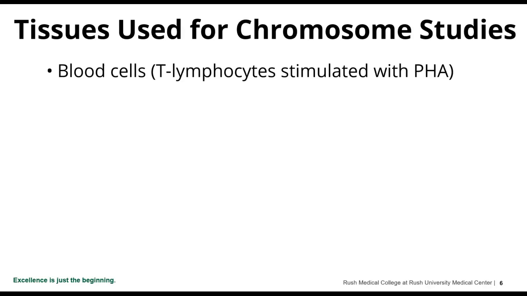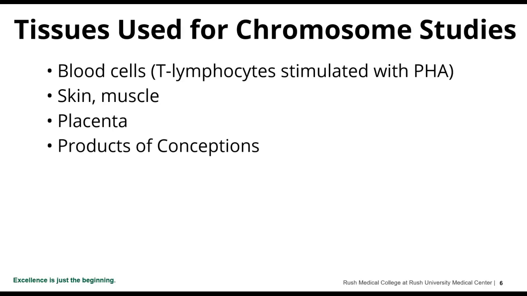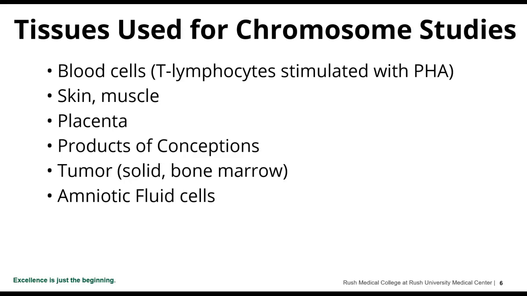So tissues, anything with a nucleus. So blood cells, the T lymphocytes, and normally your T lymphocytes, unless you have cancer, do not divide in the periphery. So you have to add a chemical called phytohemagglutinin, or PHA, to cause them to start dividing. Skin or muscle, placenta. The placenta has nucleus. Products of conception. When a woman loses a pregnancy, whatever comes out, we can culture. And then, again, tumors, either bone marrow biopsy or solid.